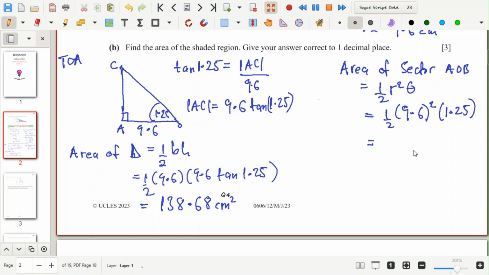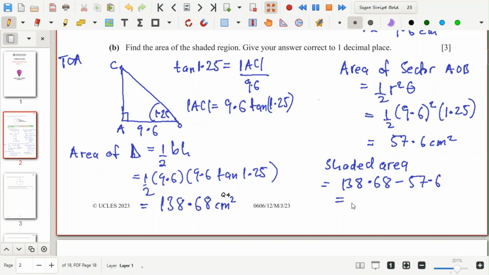Okay, so when you calculate for this, what are you getting? I'm getting 57.6. Okay, let me confirm again. Yeah, 57.6. So now the shaded area is going to be 138.68 minus 57.6. So when you do that, you're going to get 81.1.